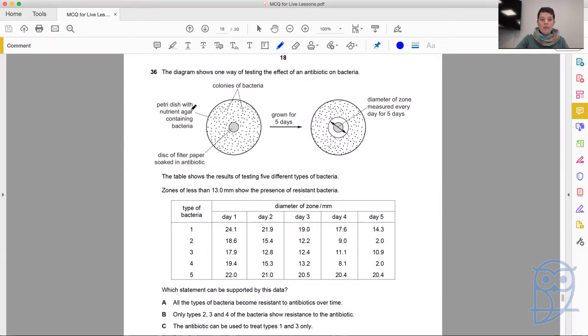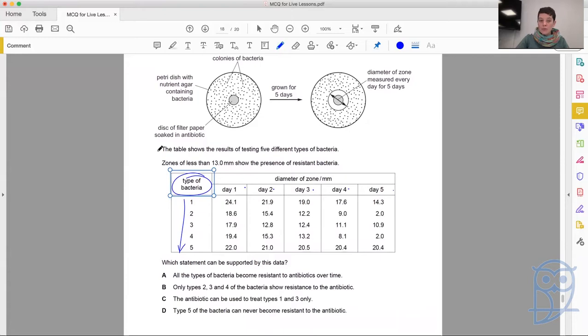So we have a Petri dish with nutrient agar containing bacteria. We have a disc of filter paper soaked in antibiotic, and we have colonies of bacteria. Okay, so this is grown for 5 days, and the diameter of the zone is measured every day for 5 days. So is the antibiotic killing off any bacteria in this region where it's close to the antibiotic on the filter paper? Okay, so the table shows the results of testing 5 different types of bacteria. So we have 5 types of bacteria, days 1 through 5.